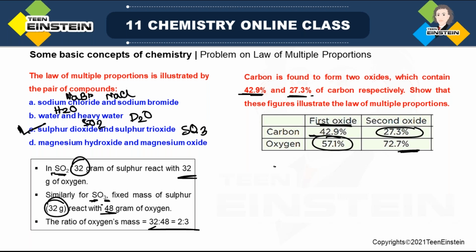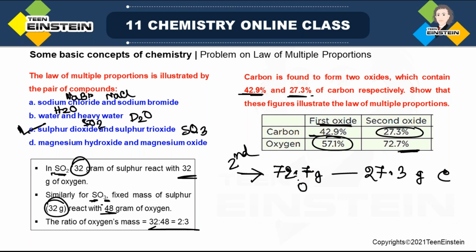So here I am writing 72.7 gram of oxygen, though it is in percentage, but I can write gram. It is reacting with 27.3 gram of, sorry, it will be carbon. So this I am writing for the second oxide. Look at this second column, 72.7 gram of oxygen. It is reacting with 27.3 gram of carbon.